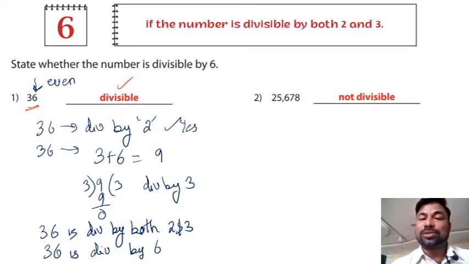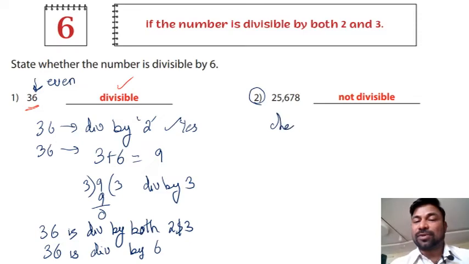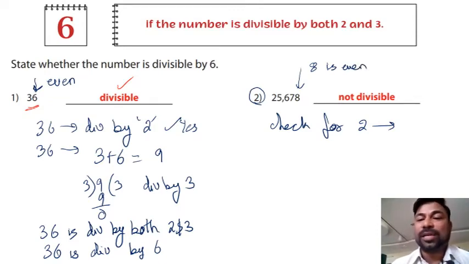Now let us go to the other number. I am taking example 2. Let us check for 2. Is the last digit an even number? Yes, 8 is even. So we can say yes, it is divisible by 2. Yes, it has satisfied.